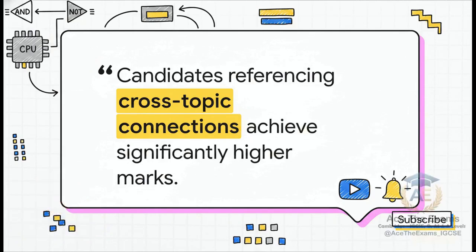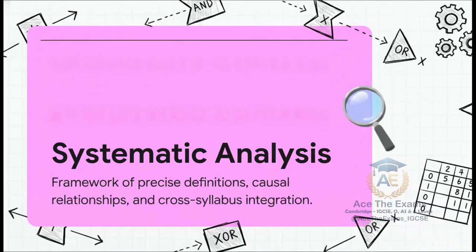Seriously, do it, because making those cross-topic connections, like relating a logic circuit to processor architecture or data representation, is your golden ticket to the top grades. So how do we actually make those connections? You need what we call systematic analysis.